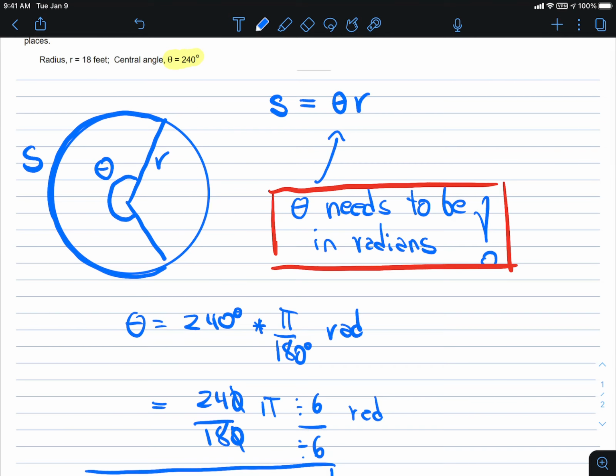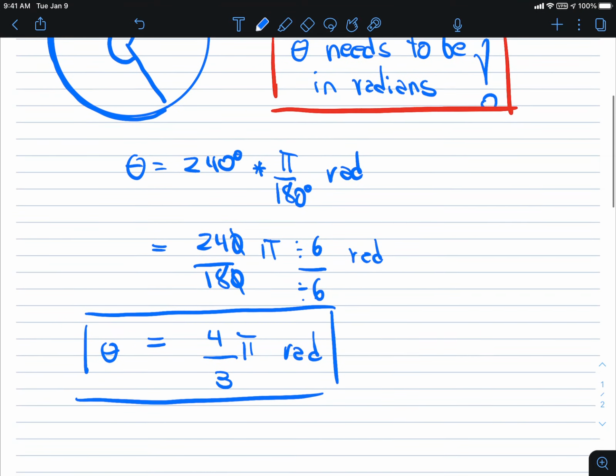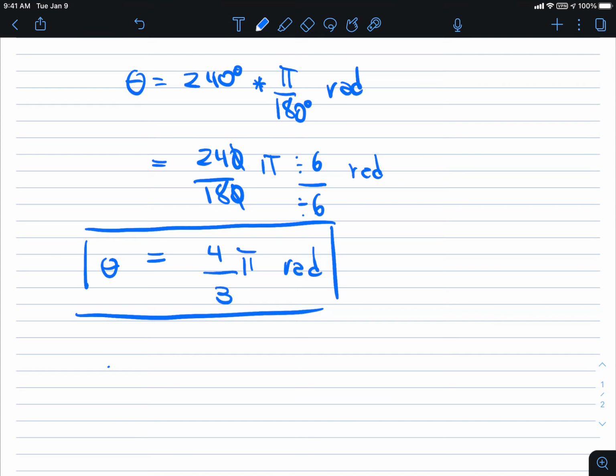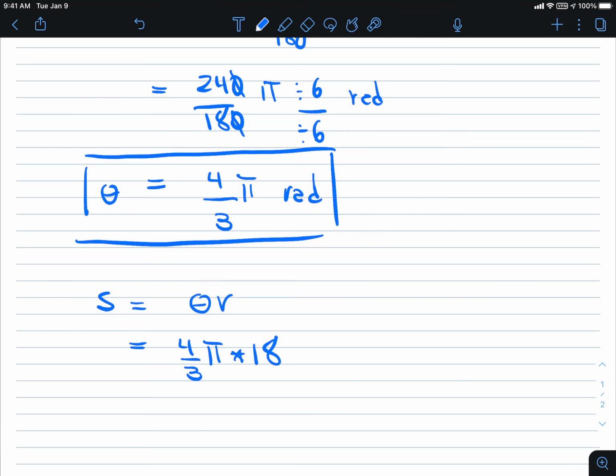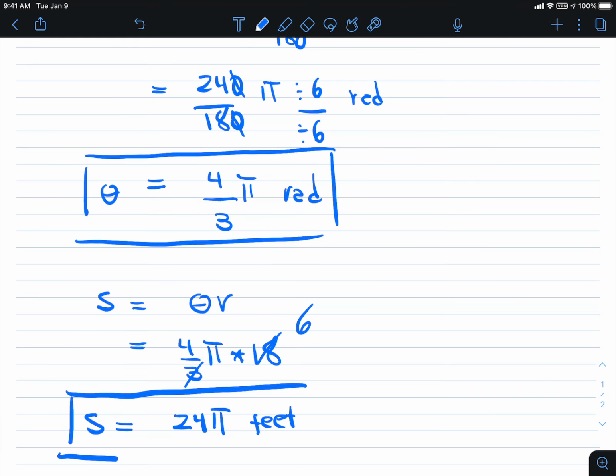S equals theta r. R I know, so S equals theta r, which is 4/3 pi times 18. That was given by the problem in feet, right? So that is the same thing. I can cancel this. 18 divided by 3 equals 6, so that's 6 times 4, 24 pi feet. So that is the first step. That's the first answer for the problem.